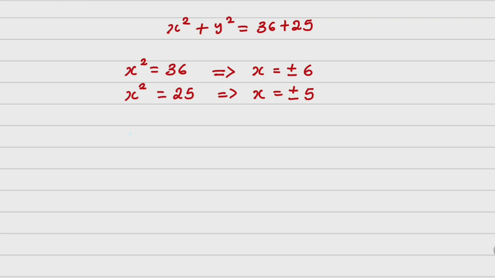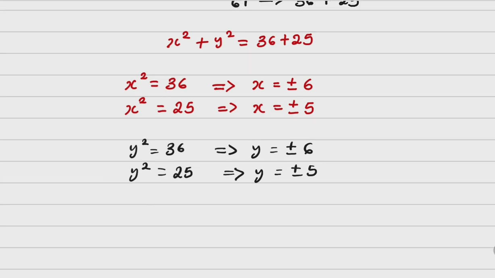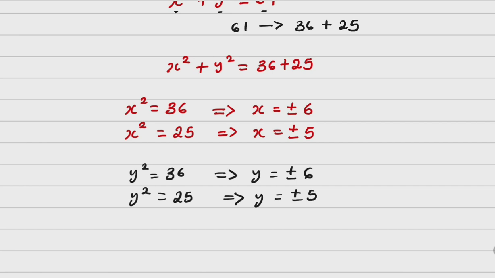Or we will now say y squared is equals to 36 and y squared is equals to 25. Now, in this case, it implies that y is equals to plus minus 6, and it implies that y is equals to plus minus 5. Now, why I decided to do this is because it is commutative. So, whether x squared plus y squared is equals to 36 plus 25, or y squared plus x squared is equals to 36 plus 25.